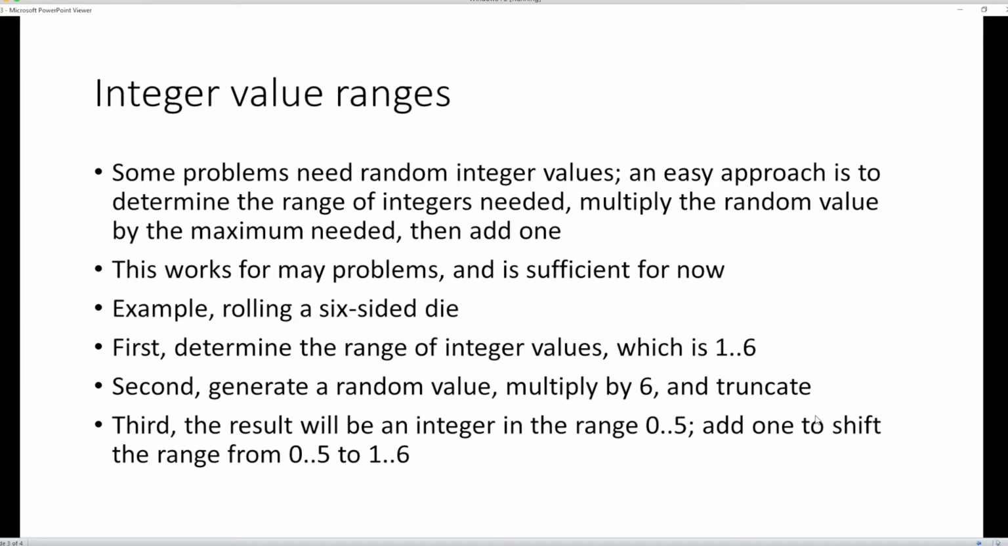We'll always have a value in the range 0 to 5.9999 continuing, never 6. When we truncate, we chop off the fractional part. So we're going to have a number in the range 0 to 5. This is why I suggest you memorize that interval and its implications, because it's easy to think we're going to get a number in the range 0 to 6. Not true. Because 0 to 5 is a good interval, but it's not the right interval, we add 1 to shift the range from 0 to 5 to 1 to 6.